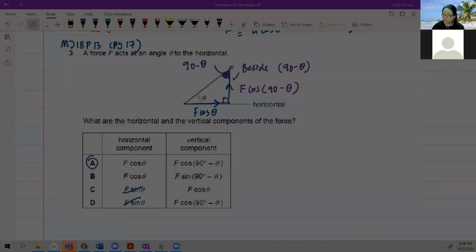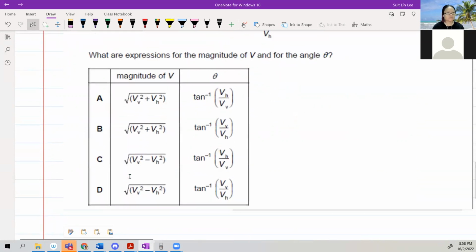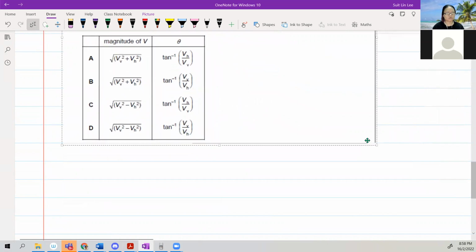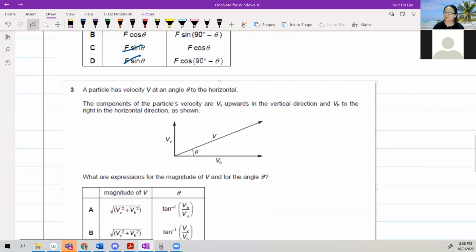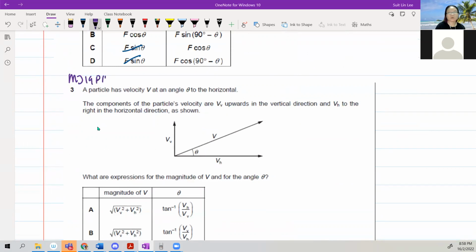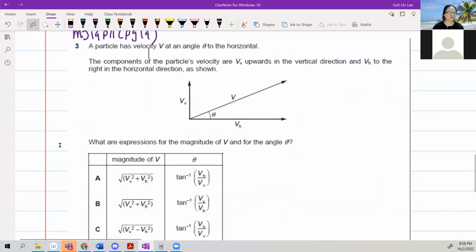Okay, let's look at another one. All right, this one is May, June 19, paper 1-1. You will find this in page 19. So you will definitely expect one objective question. You just don't know how it will show up.